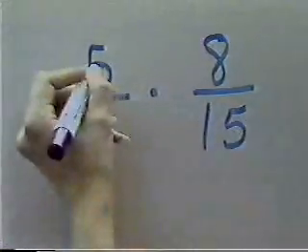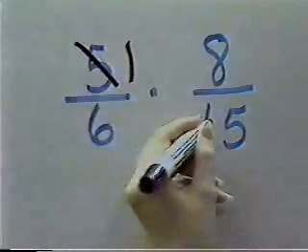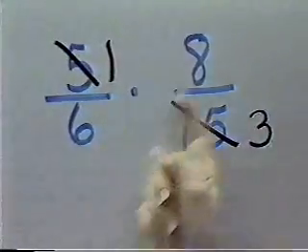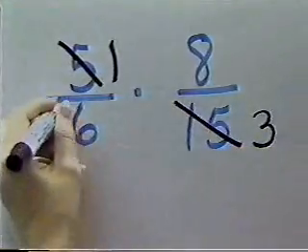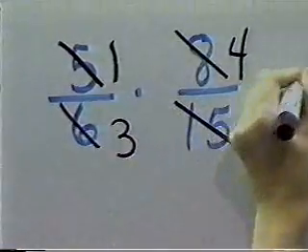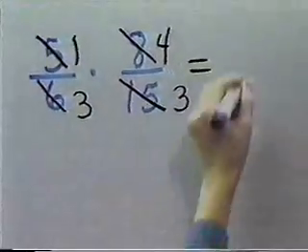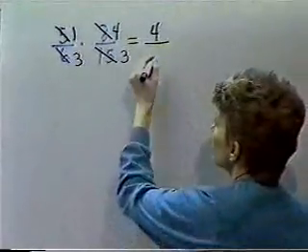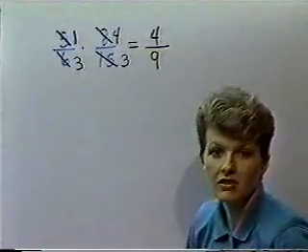Notice the 5 and 15 have a common factor of 5. 5 divided by 5 is 1. 15 divided by 5, that's 3. And also notice 8 and 6 have a common factor of 2. 6 divided by 2 is 3, and 8 divided by 2 is 4. Then I simply multiply the numerators together. 1 times 4 is 4 over 3 times 3, which would be 9. My product then is 4/9.